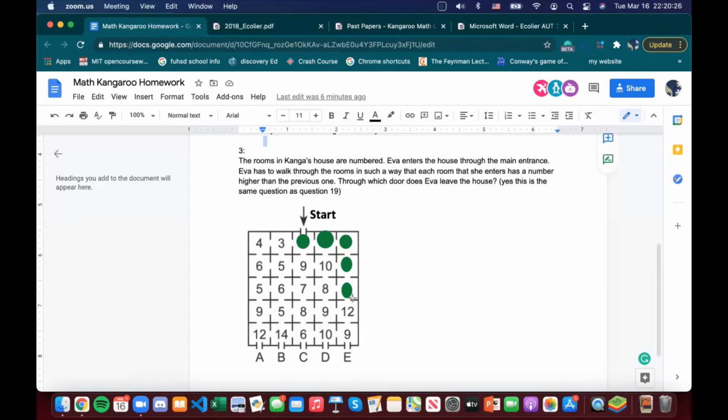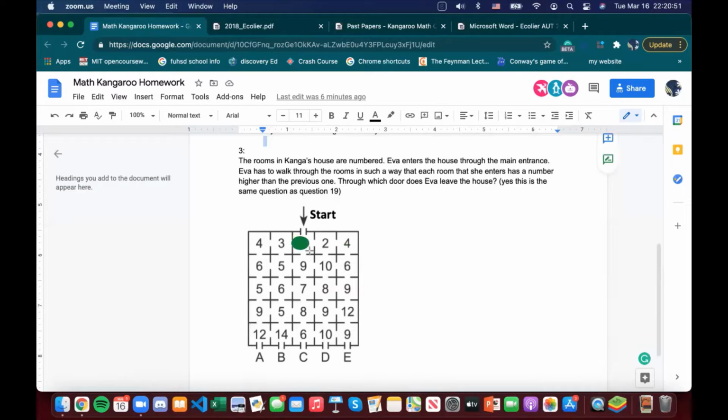Okay, so where are we at currently? We're at 9. We can choose between 8 and 12. We cannot go to 8, so we must go to 12. And here you see we're stuck at a dead end. So let's start over.